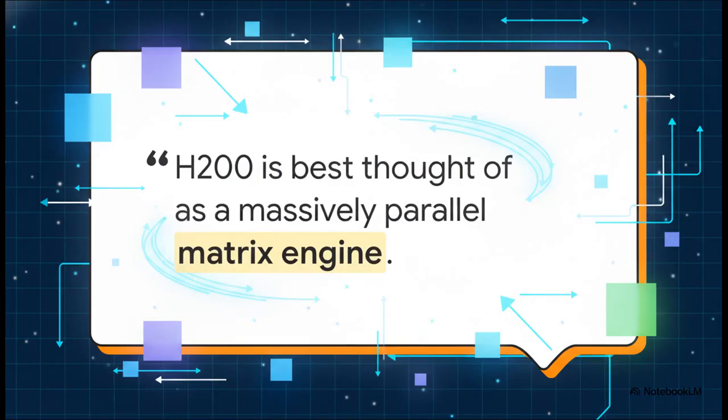So if you take away just one thing from today, let it be this summary. From an LLM perspective, the H200 is best thought of as a massively parallel matrix engine with large, fast memory, carefully engineered to hold and process large models efficiently. That is the core takeaway right there. It is a purpose-built engine to solve the memory and compute bottlenecks of generative AI.